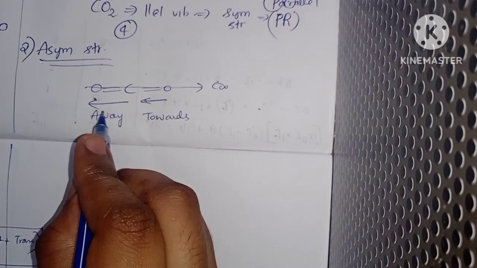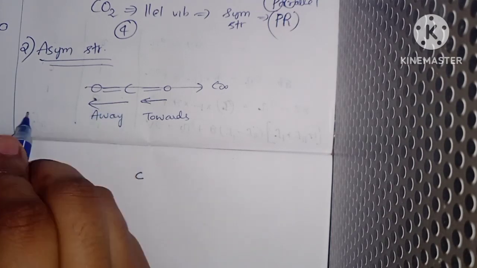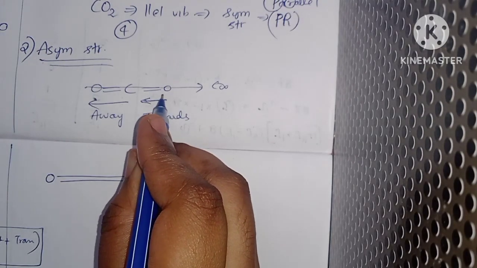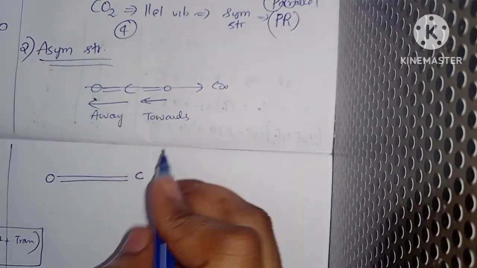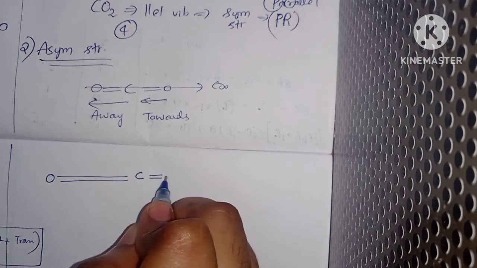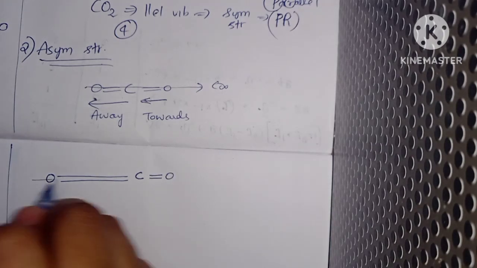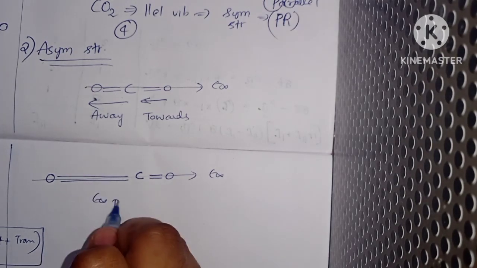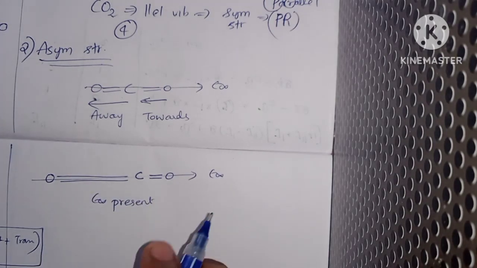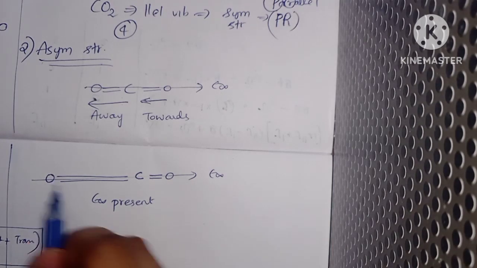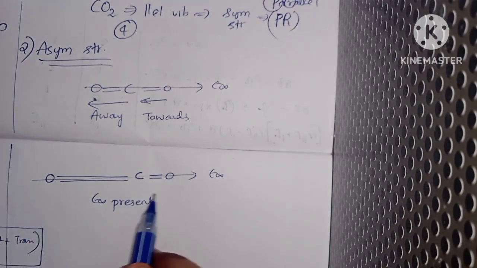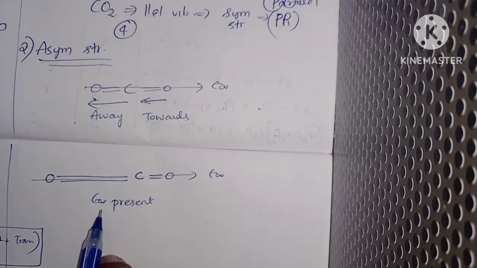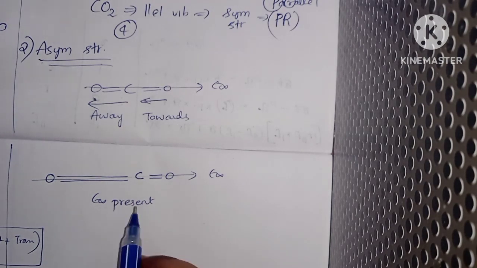After vibration, what will happen? This is pulled away, so this bond is lengthened and this bond is pushed towards, so it will be smaller. Now also, if we are considering the C infinity axis, it will be present. That means no change. According to group theory, if we rotate these 3 balls, it will occupy the same position, same orientation it will give after rotation also. So C infinity is present.